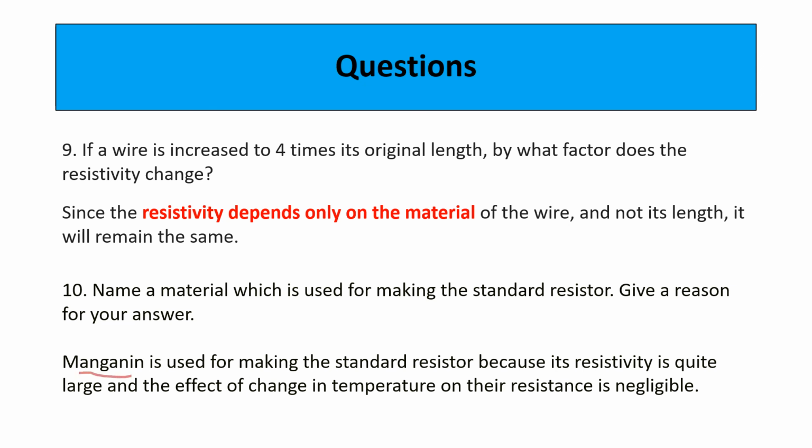Manganin is used for making the standard resistor. Reason is because its resistivity is quite large. We learned about resistivity. The resistivity of this particular material is quite large, and also the effect of change in temperature on its resistance is negligible. Therefore, you can choose this material for making the standard resistor.